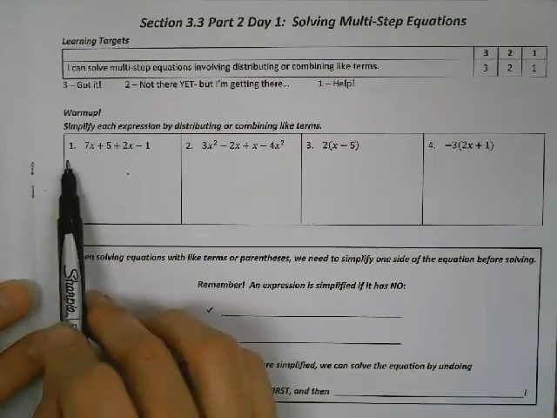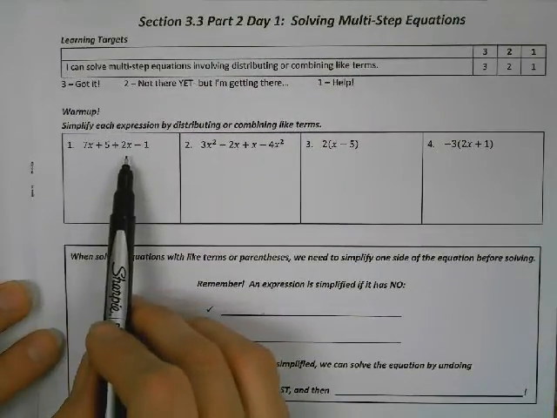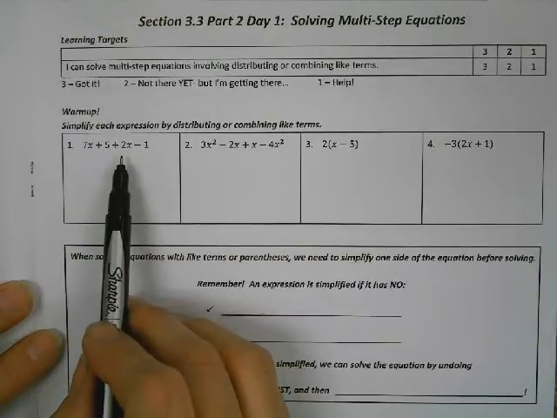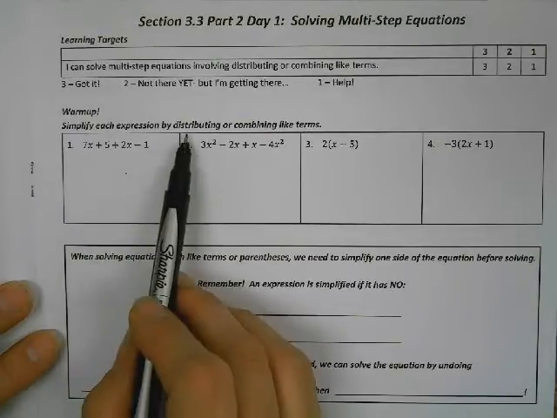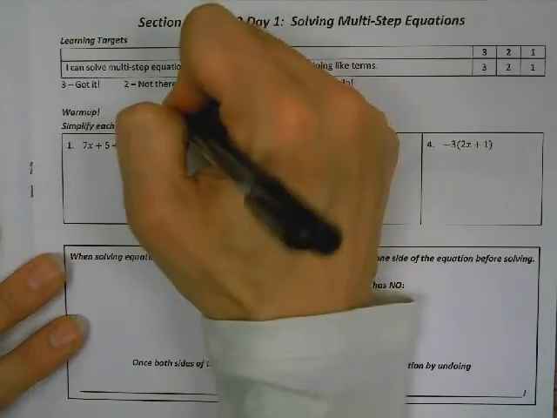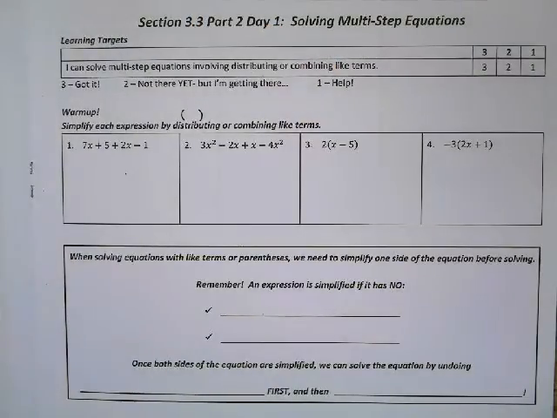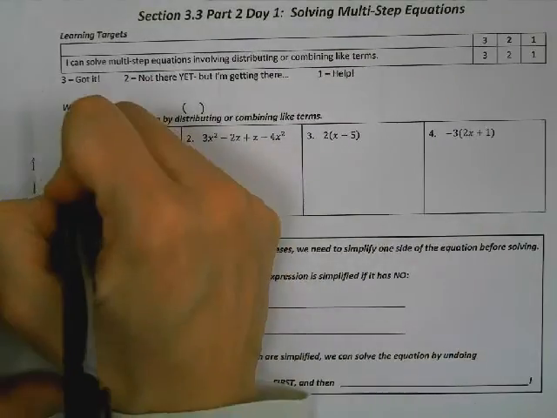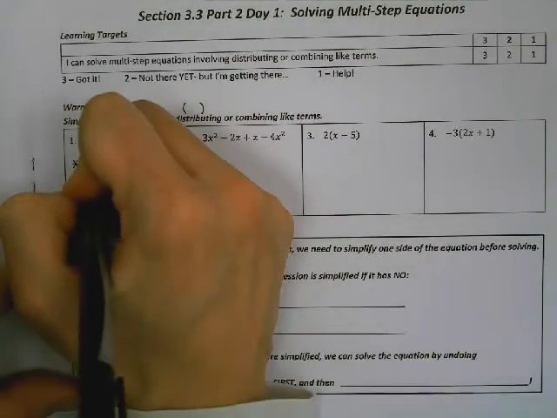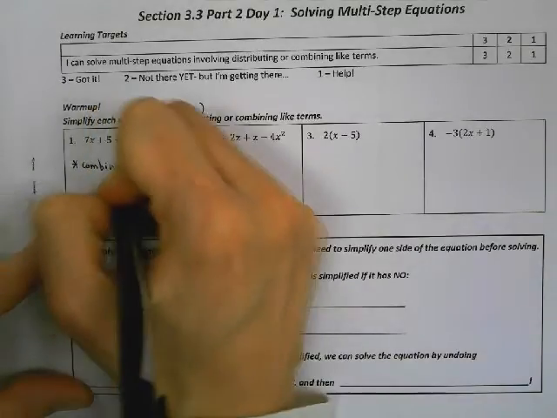So in number 1, I see I have 4 terms in my expression. And I don't have any parentheses, so I know I'm not going to have to distribute. Remember, that was kind of our signal before that we needed to distribute, if we saw parentheses. So I know for number 1, this is a problem where I'm going to have to combine like terms. So I'm going to make myself a note here.